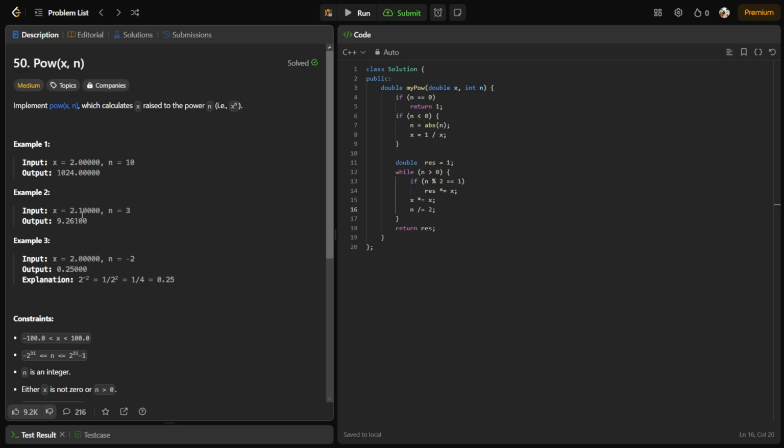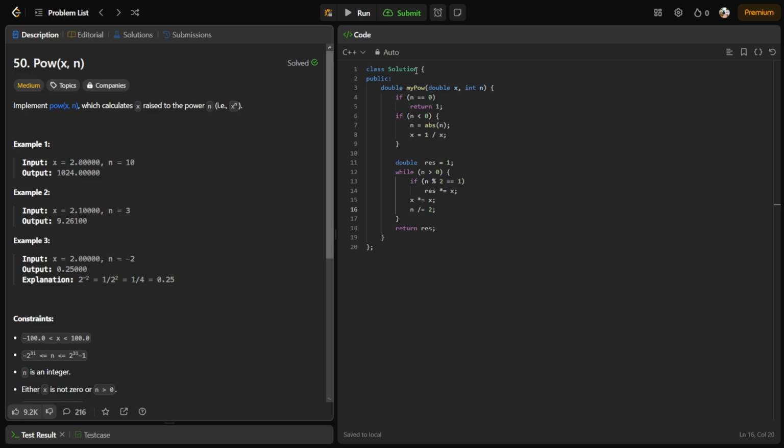We also have to take note that x can have decimal points, right? So for example here 2.1 to the power of 3 will be 9.261. We also have to take note that n can be negative as well. So when n is negative, when the power is negative, we have to square the number instead. Or not square, but square root the number instead. So by dividing the number.